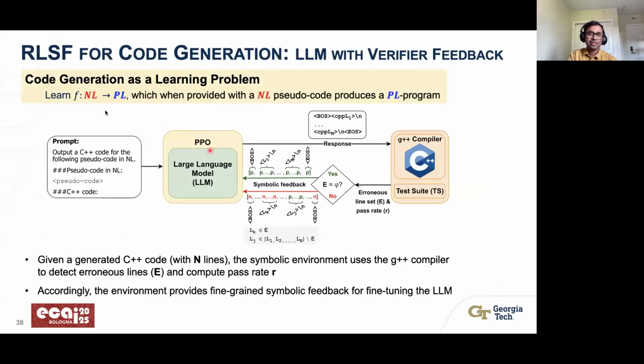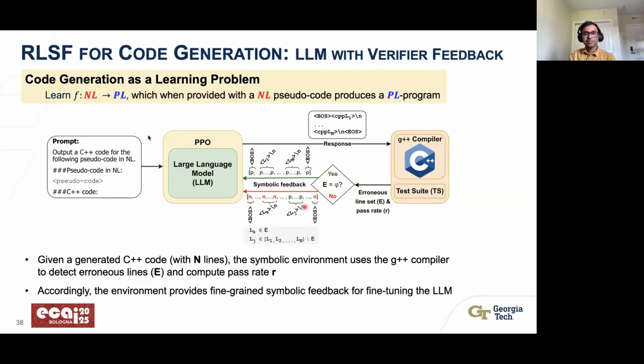So for example, here is an example of applying RLSF in the code generation problem, where given a natural language pseudo-code, we want to generate C++ code. During training, when the LLM produces a C++ code, we pass the C++ code to a compiler and a test suite, which identifies the erroneous lines in the code. For all the tokens in the erroneous lines, we give a very low reward, and for all the tokens in the non-erroneous lines, we give a high reward.